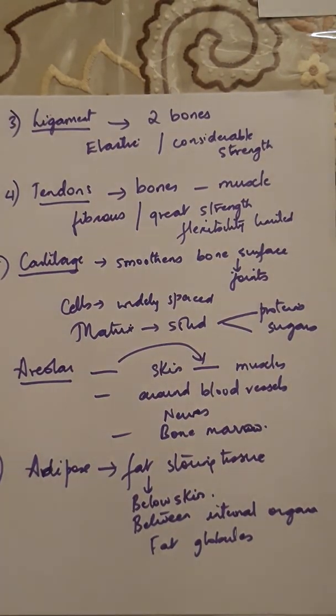So with this, we have seen that connective tissues are of 7 types: blood, bone, ligament, tendon, cartilage, areolar tissue and adipose tissue.